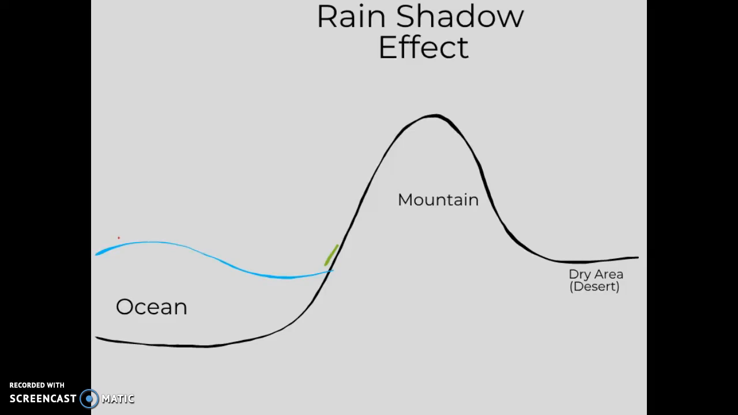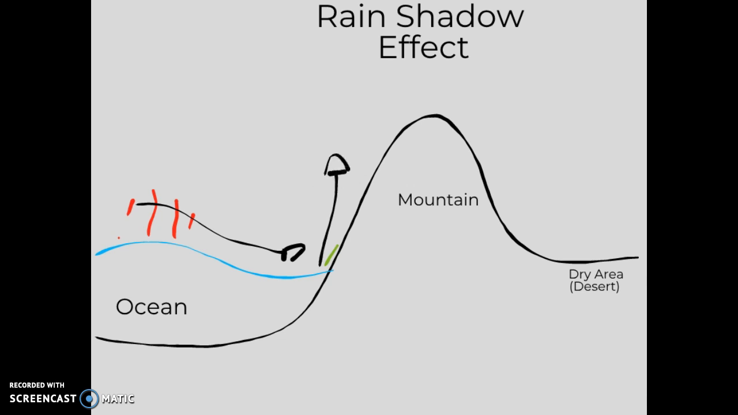The rain shadow effect is simple. You need two things: an ocean or large body of water and a mountain. What happens is evaporation from the surface of a large body of water creates moist air. That moist air from prevailing winds gets pushed to the base of a mountain, and since it's hit a mountain, it can only go up.